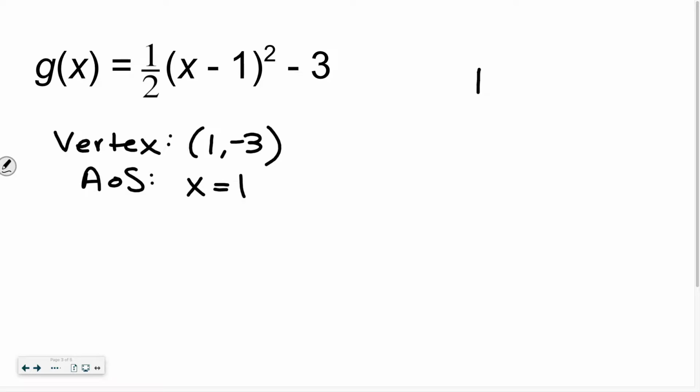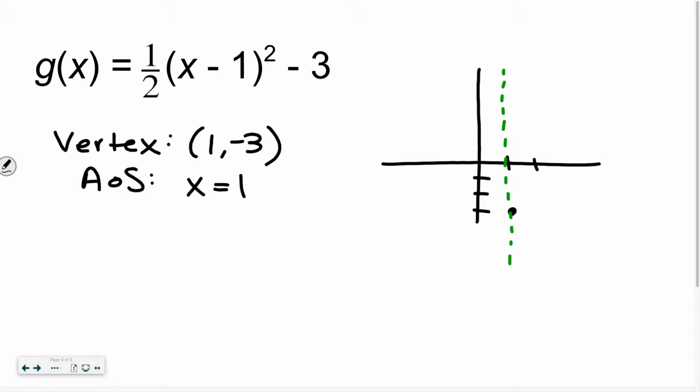I'm going to go ahead and start my graph there. So I'm going right 1 and down 3 for my vertex. That's where my axis of symmetry is going to be. Now, I do know that my parabola is going to open up because I have a positive a in the very front, so the parabola should open up. And then I have a vertical shrink by 1/2.